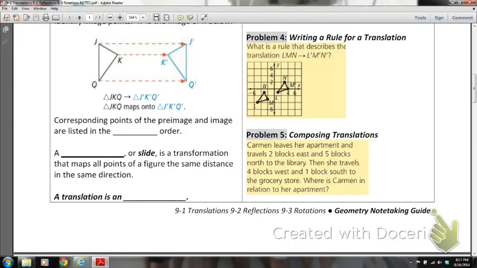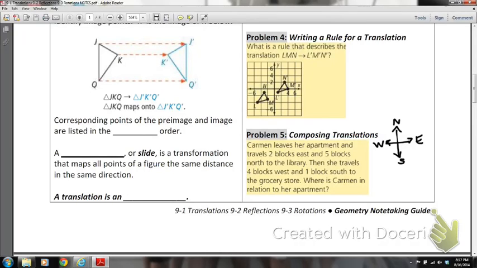In the last problem, problem 5 is about composition of translations. It says Carmen leaves her apartment and travels 2 blocks east and 5 blocks north to the library. Then she travels 4 blocks west and 1 block south to the grocery store. Where is Carmen in relation to her apartment? So you might want to think about this in terms of a compass, where your east and west are your horizontal movement, and north and south are your vertical movements.